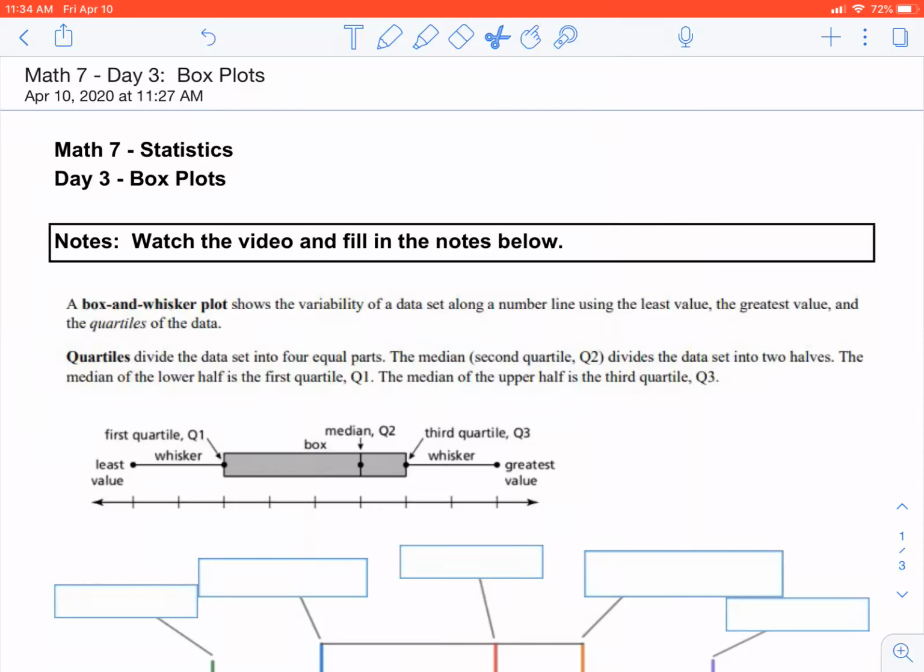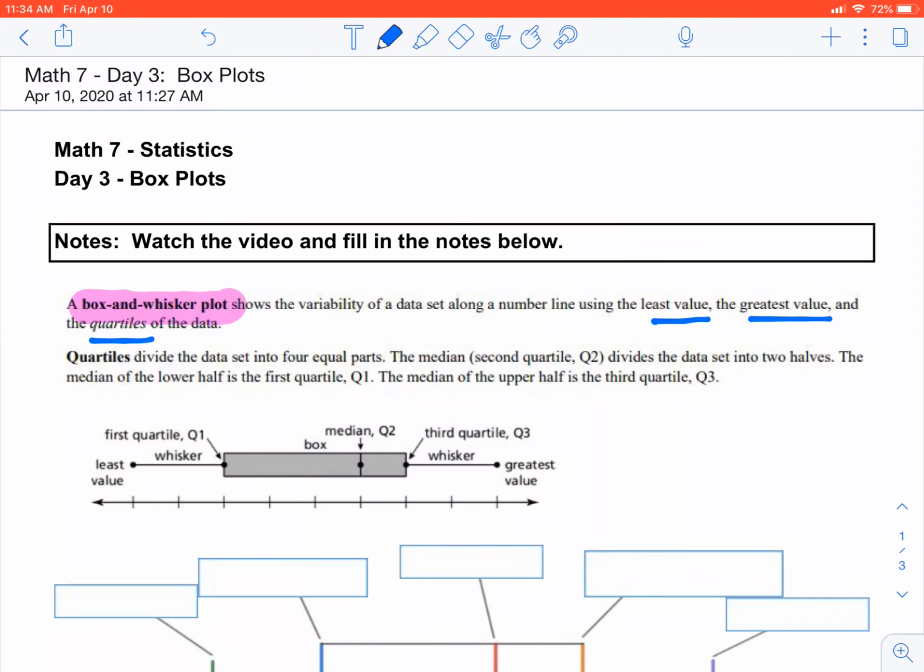All right, this is our lesson on box plots. We're going to learn how to read a box plot. A box plot is also known as a box and whisker plot. This is a set of data along a number line that uses the least value, the smallest value, the greatest value, the biggest value, and the quartiles of the data.